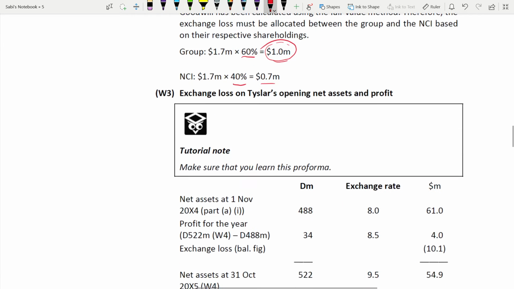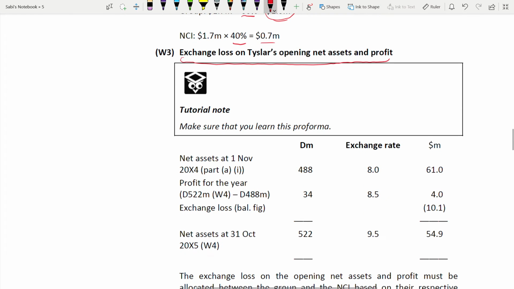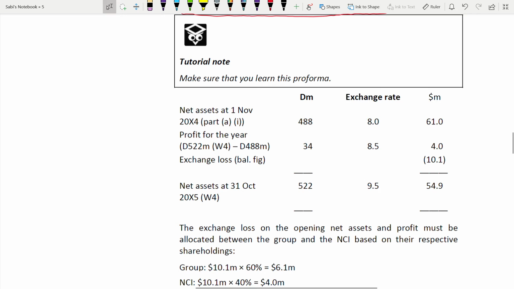Next, exchange loss on... and you need to write a proper heading. Exchange loss for which item? Don't put everything together. For goodwill, it is separate. From opening net assets and profit, it is a separate exchange loss. Even the tutorial note says make sure that you learn this pro forma. Same way, three columns: dinar, exchange rate and dollar.